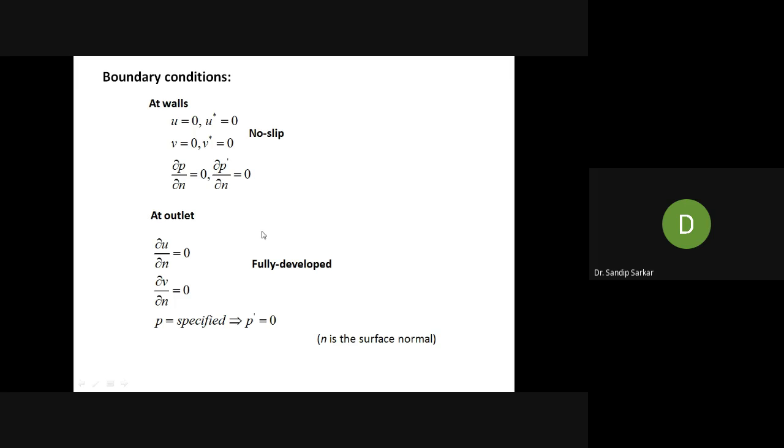What about the inlet? What about the outlet? The outlet will have a fully developed boundary condition.